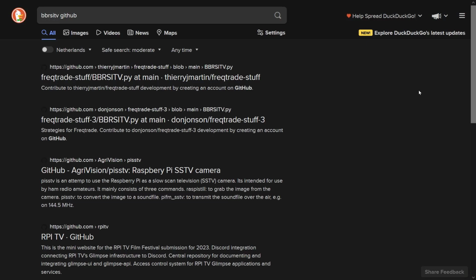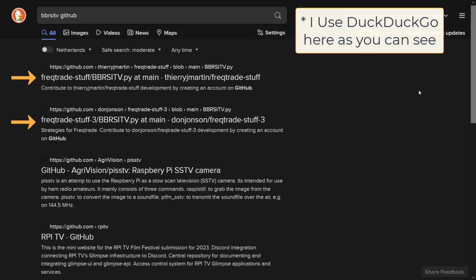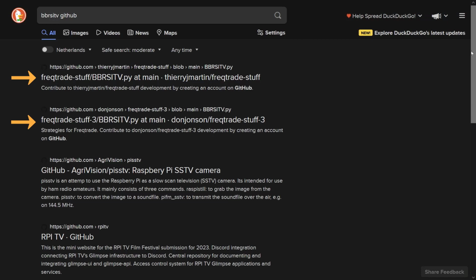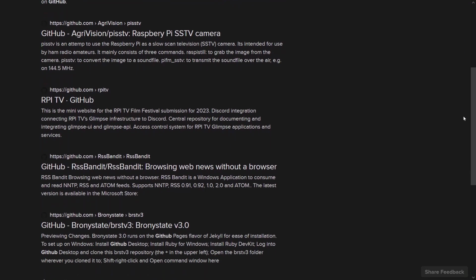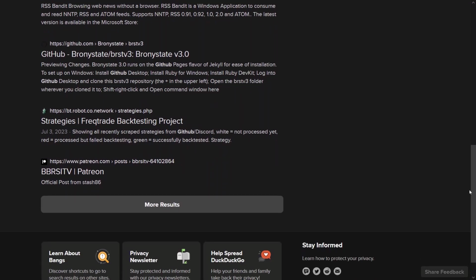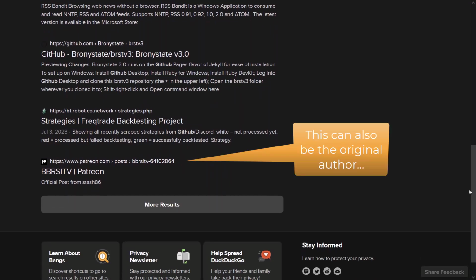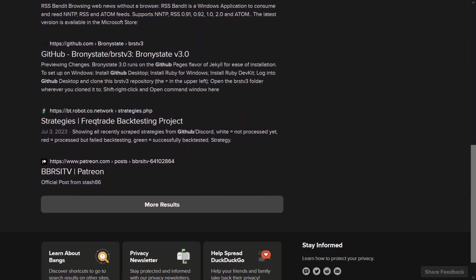Now after some searching on Google I found these two sources that also mentioned this strategy, and maybe one of these sources is the original one. So if you recognize this algo and it's yours, then please leave a comment in the comment section so we can give you the credits where credits are due. So back to the strategy.